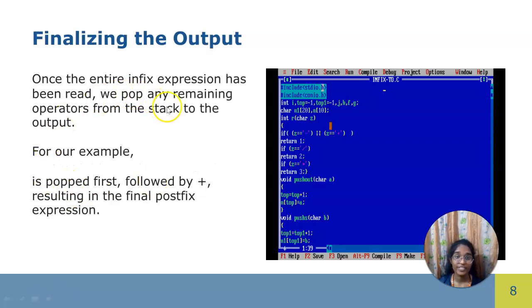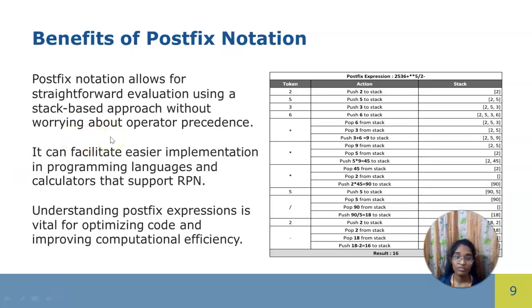Once the entire infix expression has been read, we pop any remaining operators from the stack to the output, resulting in the final postfix expression. Postfix notation allows for straightforward evaluation using a stack-based approach without worrying about operator precedence. It facilitates easier implementation in programming languages and calculators that support RPN. Understanding postfix expressions is vital for optimizing code and improving computational efficiency.